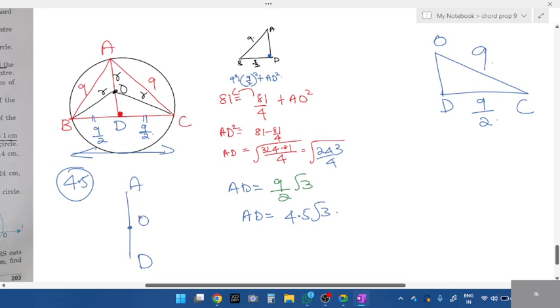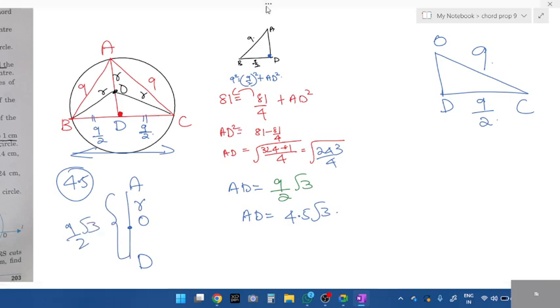What is AO value? AO is R. What is AD? We got 9 by 2 root 3. How do you get OD, students? OD will be 9 by 2 root 3 minus r.